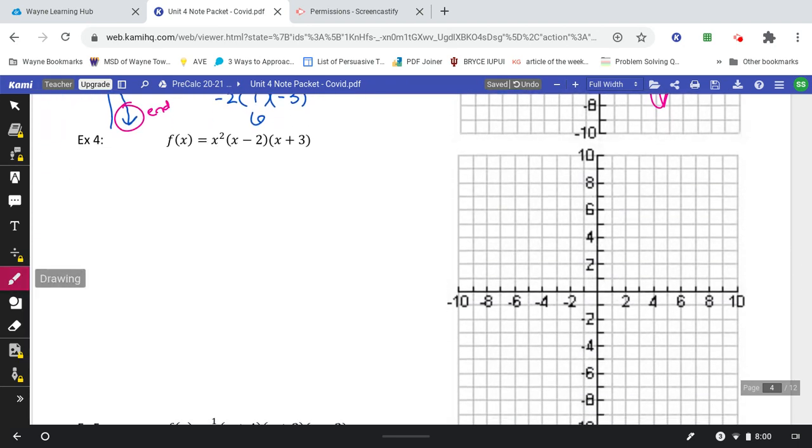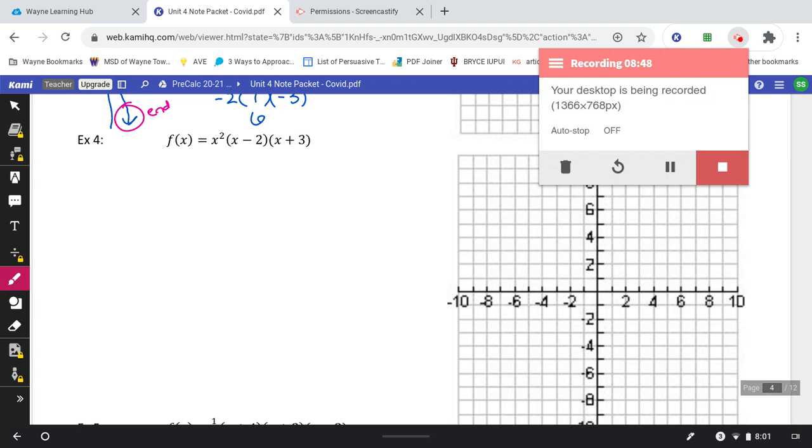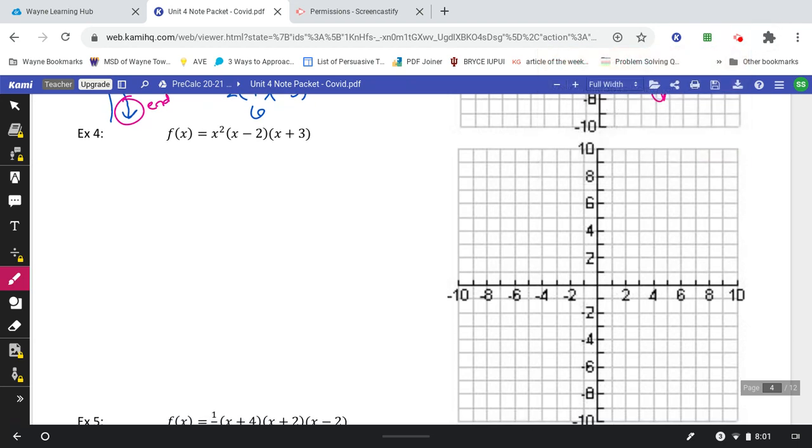Example number 4. I'm going to give you guys just a second to see if you can find all the zeros and their multiplicity and whether they cross or touch. Check your answer, make sure you got those. See if next you can find the degree. This one's a degree 4 positive.